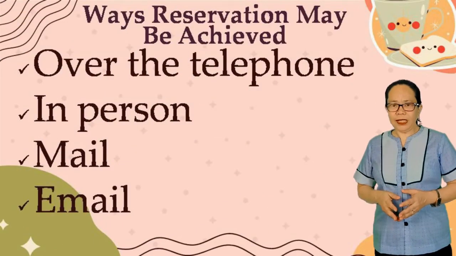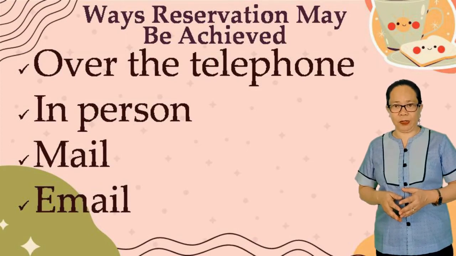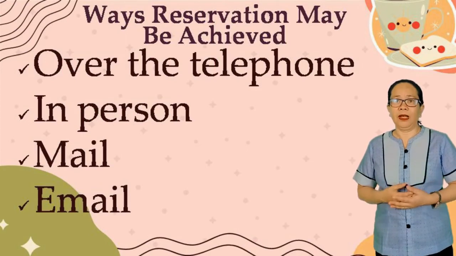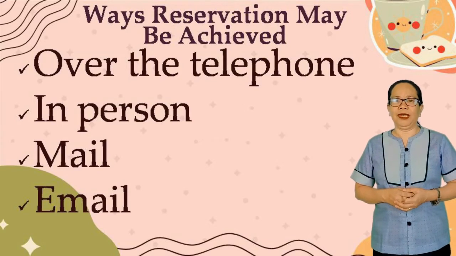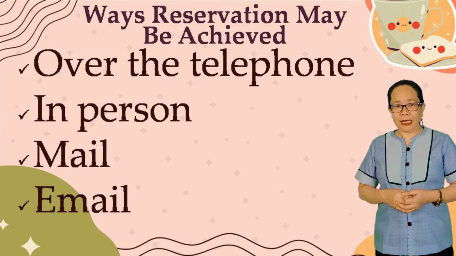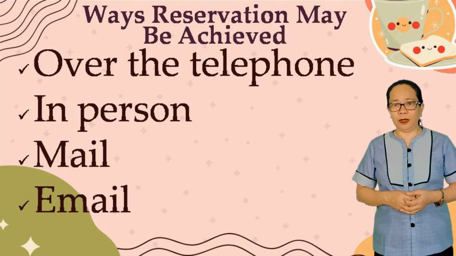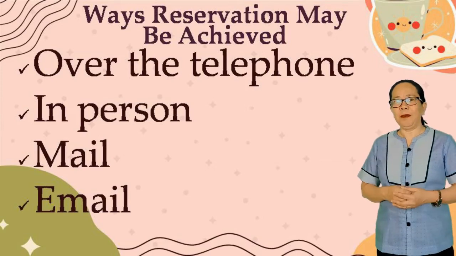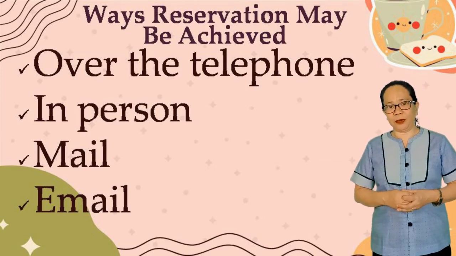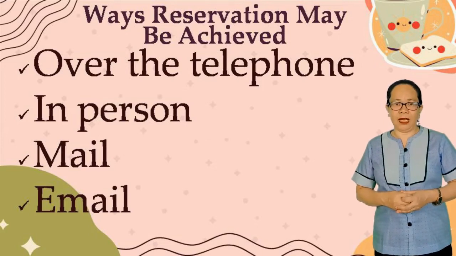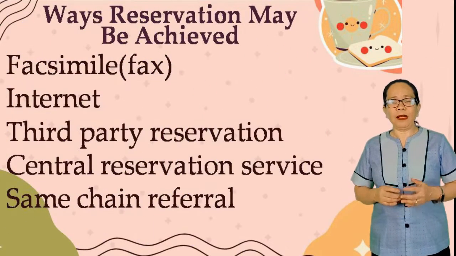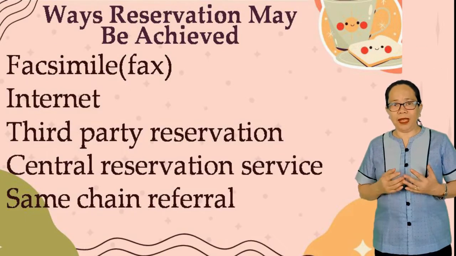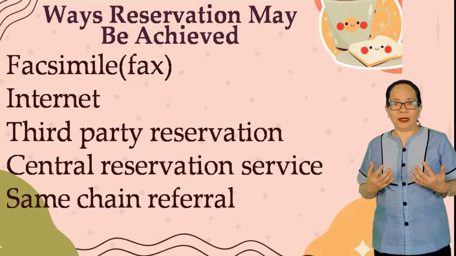Let's proceed. Ways reservations may be achieved. So, paano ka nga ba magpapareserve? Over the telephone. So, you're going to call the place. For example, the restaurant with the use of the telephone. Next, in person. So, pupunta ka doon. Mail. You're going to make a letter. Same with email. The only difference is that once using email with the use of the electronic. Next, we have the facsimile or the fax. We have the internet. We have the third-party reservation.